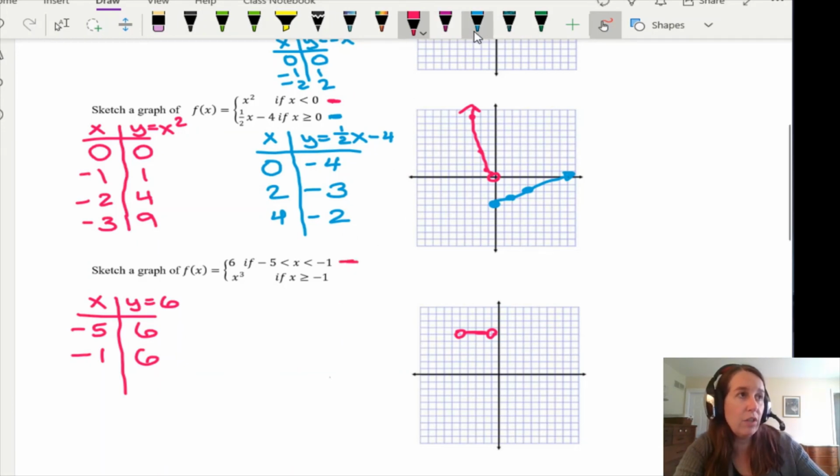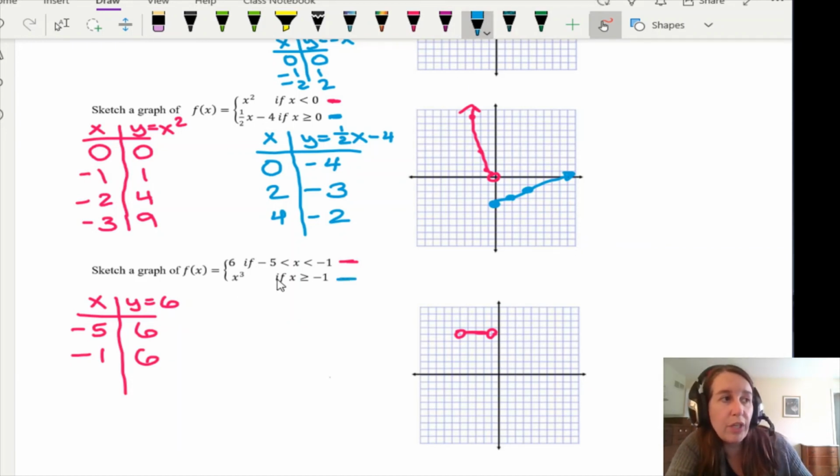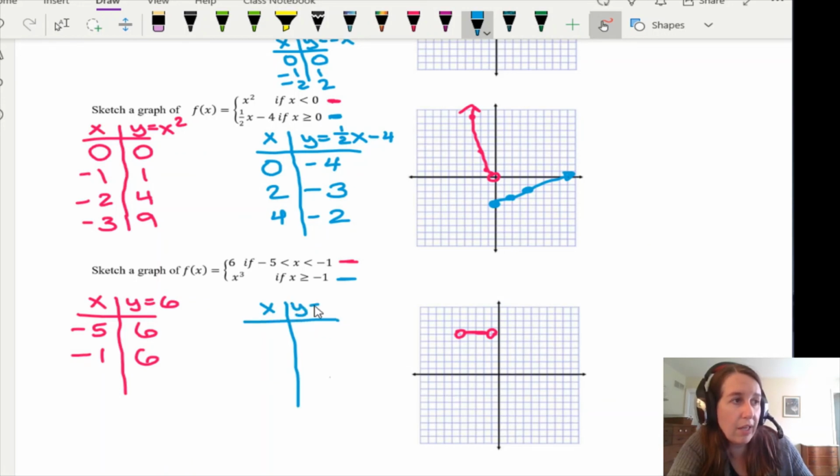That's this function. And the second piece in blue says x cubed if x is greater than or equal to -1. So let's plot that. So we have x, and then this is y equals x cubed. The point that we want to start with is when x is equal to -1 from the domain. So -1 and then cube -1, you're still going to get -1. Okay, and then we have to go greater than that. So let's go 0. 0 cubed is 0.